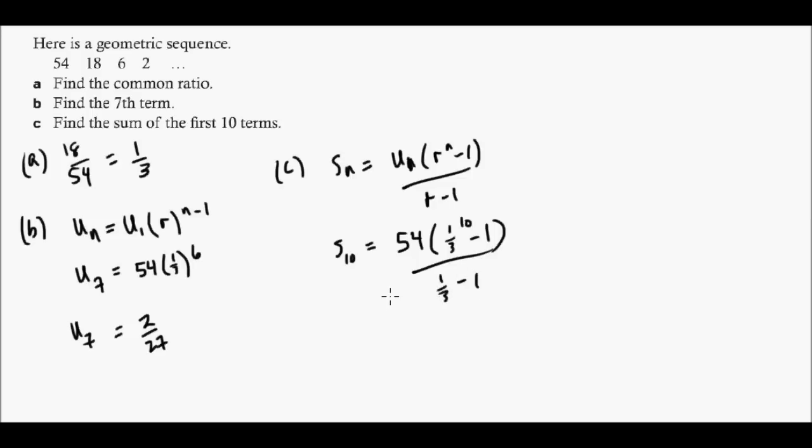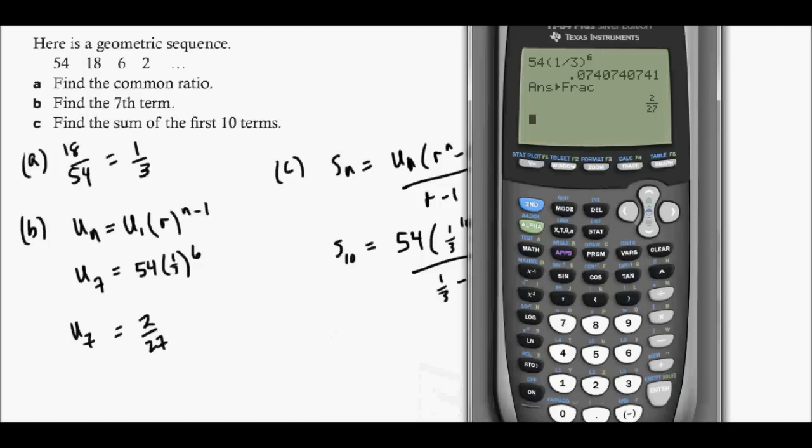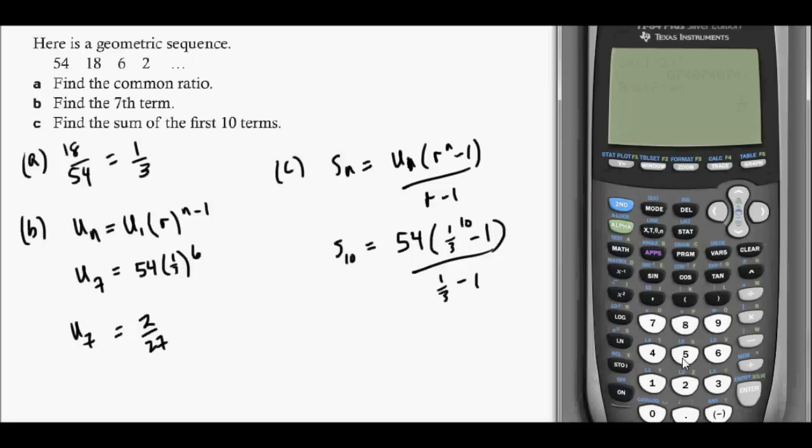Now you can enter all this in at the same time. It can get a little dicey, but let me show you how I'm going to do this. I'm going to go 54, and I'm going to put big brackets here, and then small brackets for the fraction. 1 divided by 3, raised to the 10th power. And then you have to arrow over. Minus 1. And then I'm going to put big brackets again. Okay, and I get my answer here, which is basically negative 54.